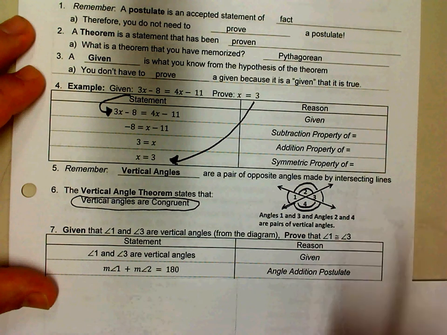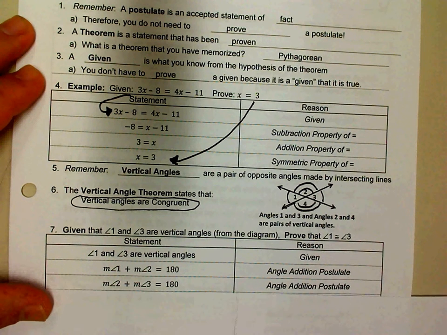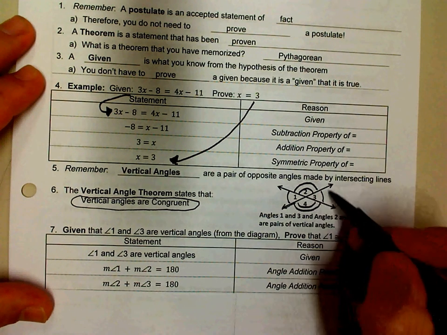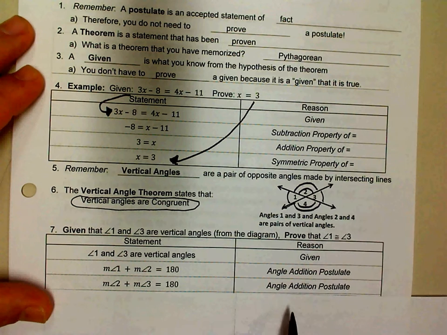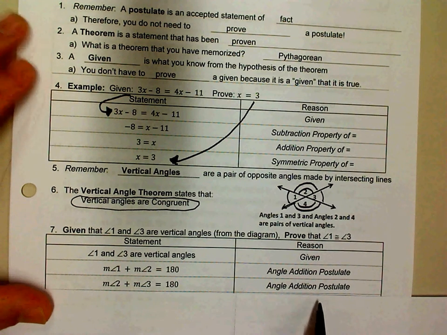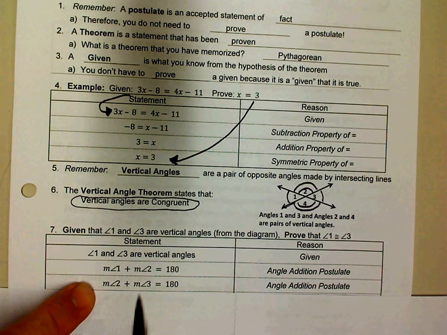Next, looking at that diagram, you'll also see there's another straight angle. This angle that's created by 3 and 2 is a straight angle. So again, by the angle addition postulate, we can make this statement: the measure of angle 1 plus the measure of angle 3 equals 180 degrees.